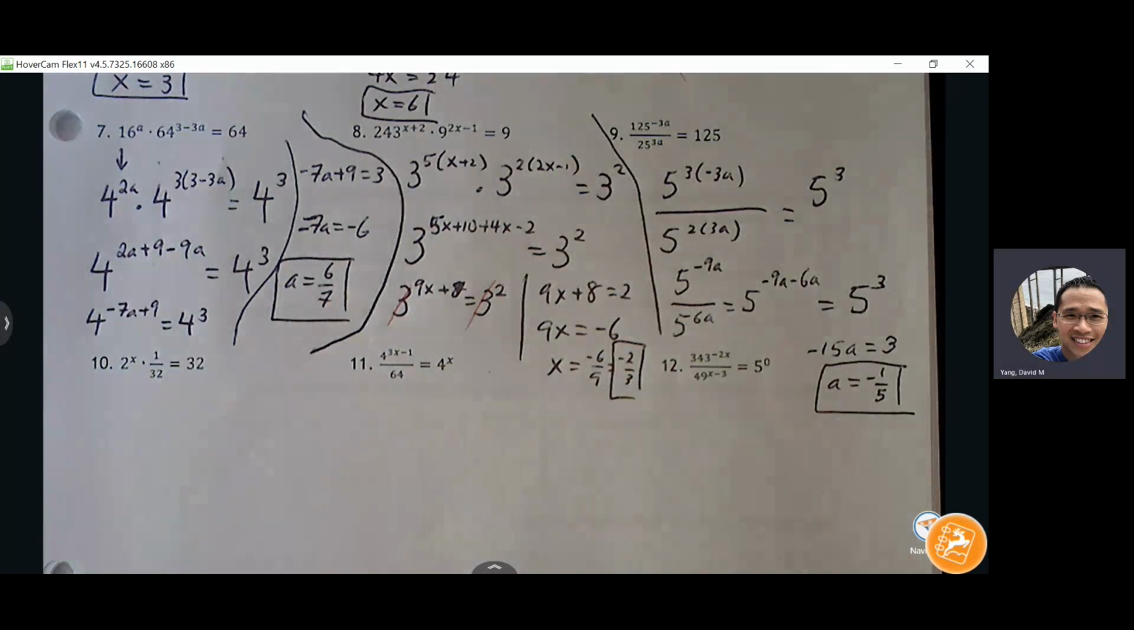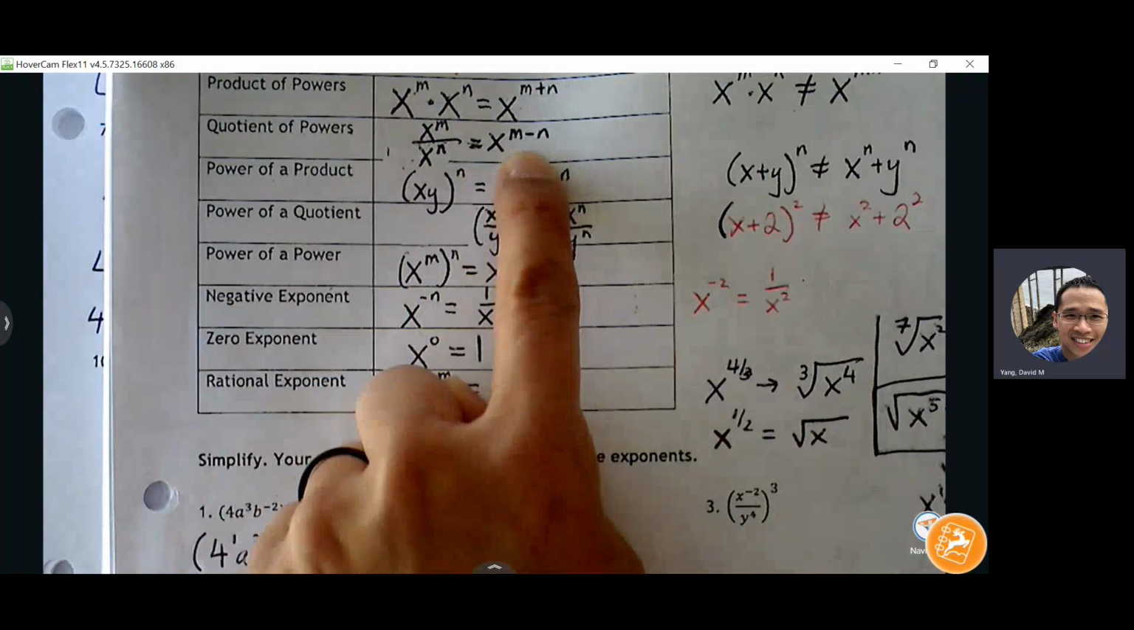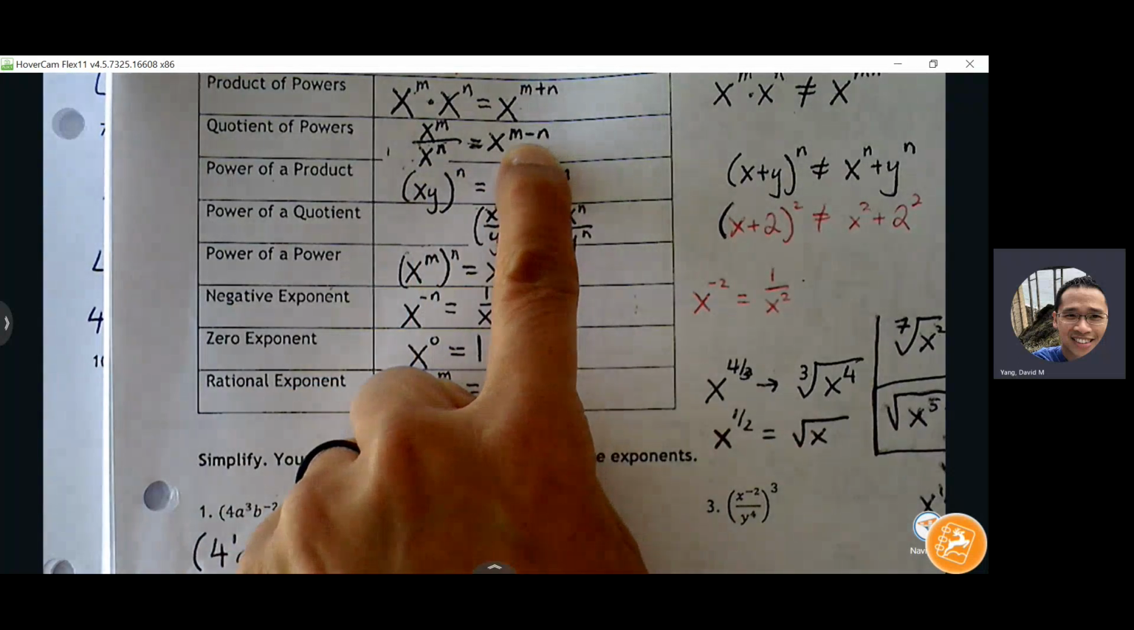So you just subtract from top to the bottom. Yeah, so this is applying this rule here. I have x to the m divided by x to the n, if the bases match and they're above each other, I can just write the base once and subtract the exponents.